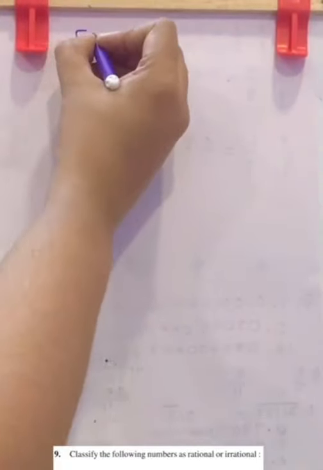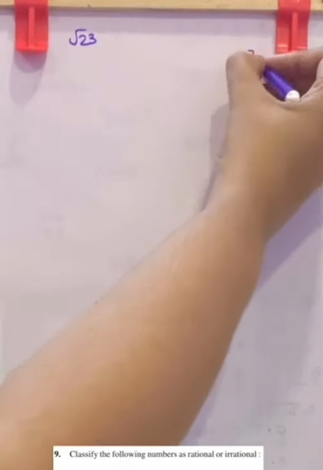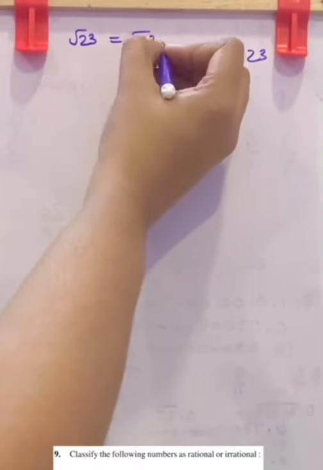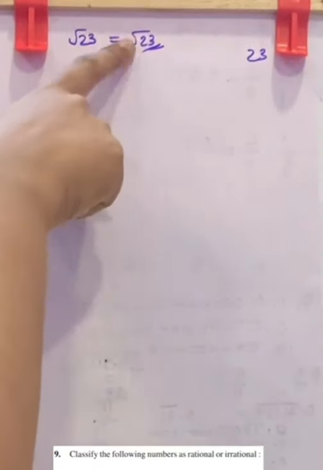Next is classify the following numbers as rational or irrational according to their type. First one is root 23. Root 23. Can you get a value for that? When you factorize, 23 is a prime number. So you can simply write it as root 23. As it is inside the root, you can say it is irrational. Root 225.